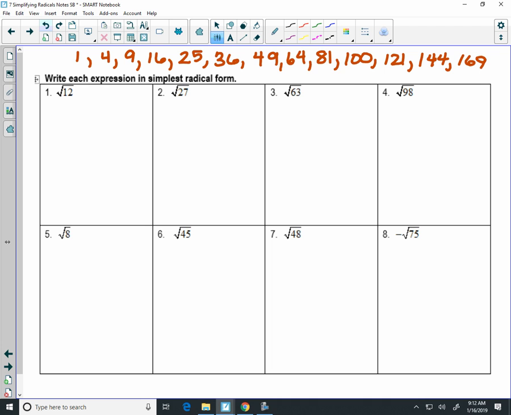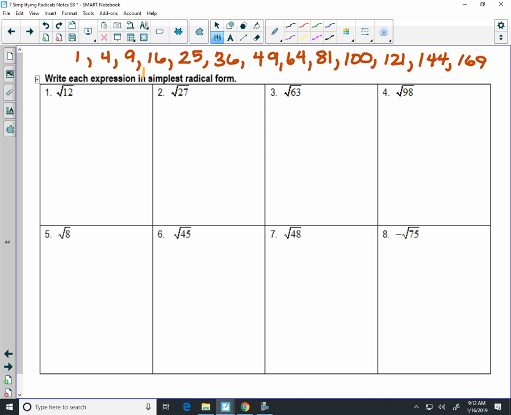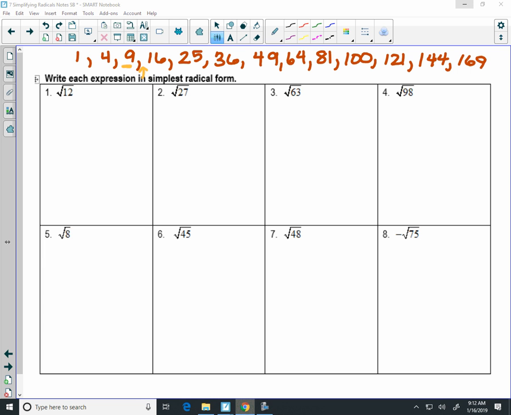So, for square root of 12, here's what I'm doing. 12 is less than 16, so it's going to be in here. So I'm going to look at my list. Does 9 go into 12? Nope. And again, if you need to check that on your calculator, 12 divided by 9 is 1.33. Nope. Okay, 12 divided by 4. 4 does go into 12.